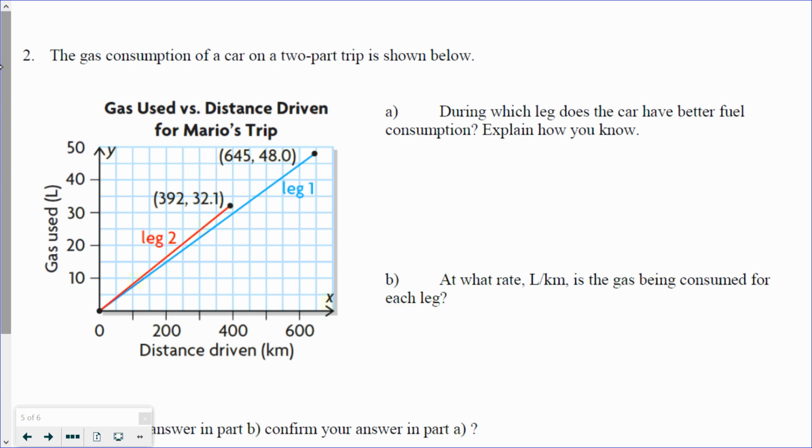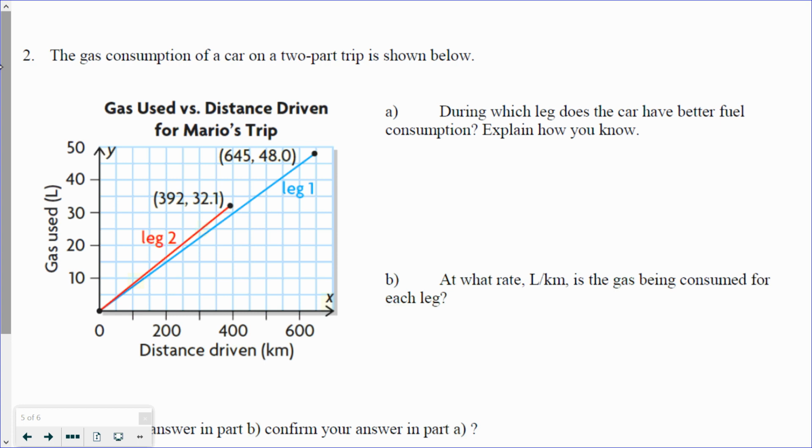So we have leg 1, which took 48 liters of gas, and he traveled 645 kilometers. And then leg 2 took 32.1 liters of gas, and he traveled 392 kilometers. It's quite the trip. So the first question says, during which leg does the car have better fuel consumption? So we assume he's in the same car. Maybe in one of them he had to drive up hills a lot, so that's worse fuel consumption or something like that. So explain how you know.